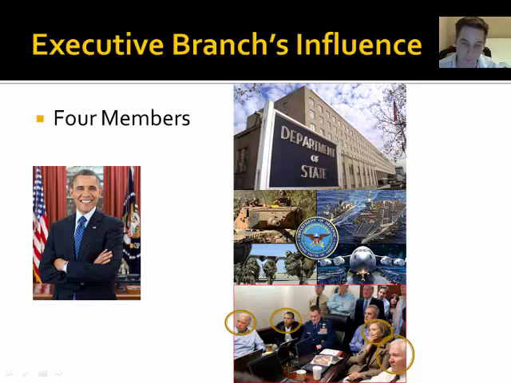So those are the 4. Outside of that, nobody really has a lot of influence over foreign policy other than Congress, which has to confirm treaties and war declarations.